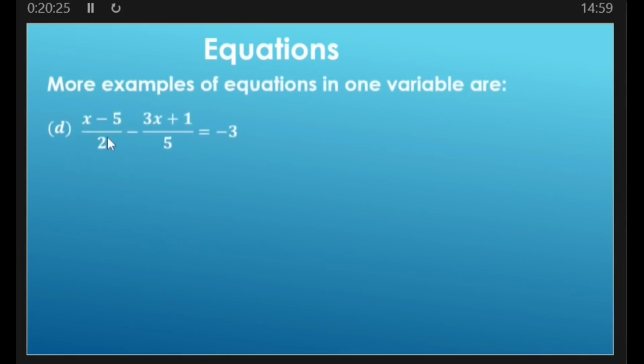(x - 5)/2 - (3x + 1)/5 = -3. Again, as you can see, this has fractions, so we need to express it as a single fraction by looking for a common denominator in which 2 and 5 can go without a remainder. In this case, it is 10. Then 2 into 10, how many times can it go there? 5. Then 5 times the expression above the 2. So 5 times this expression.